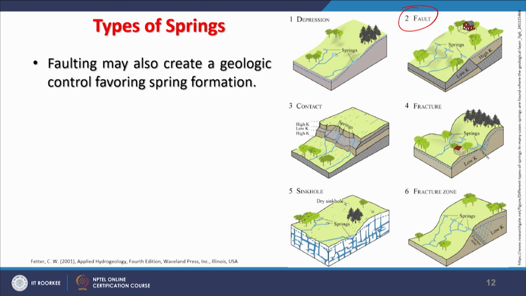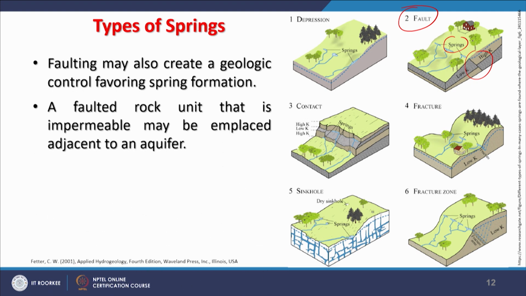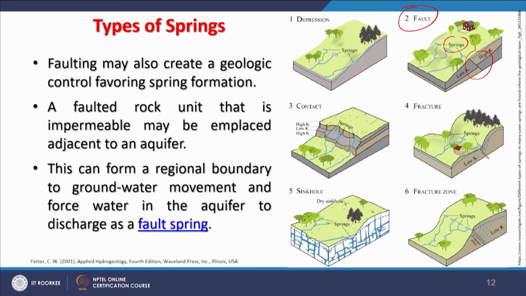might be one of the manifestations of a fault on the surface, because when a fault cuts the rocks, like here you are seeing, it is disturbing at the same time the groundwater table, and if the groundwater surface is disturbed, then it might form springs as we are seeing here. So, faulting may also create geologic control favoring spring formations. A faulted rock unit that is impermeable may be emplaced again adjacent to an aquifer, and that may form springs.